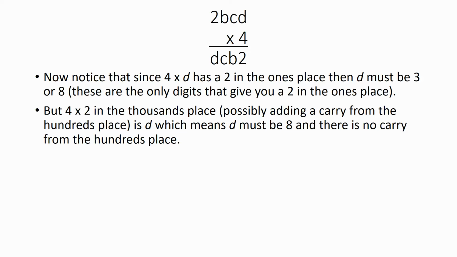D is 8, so in the ones place you have 4 times 8 is 32, and then in the thousands place 4 times 2 is 8. So now it looks like this, and we see the 3 carry from the ones place. 4 times 8 is 32, we carried 3.